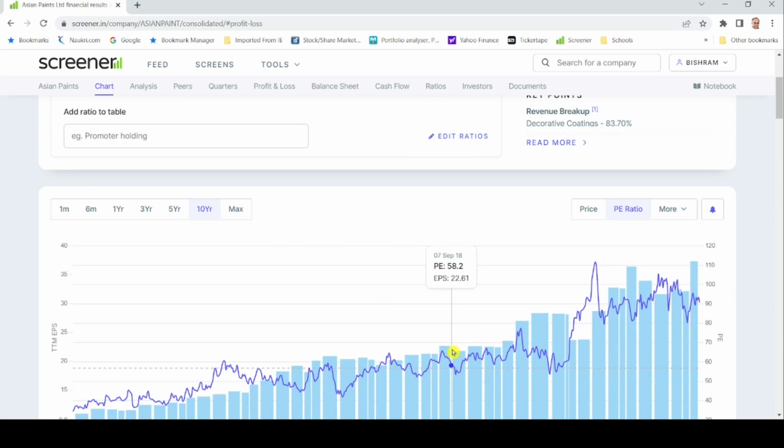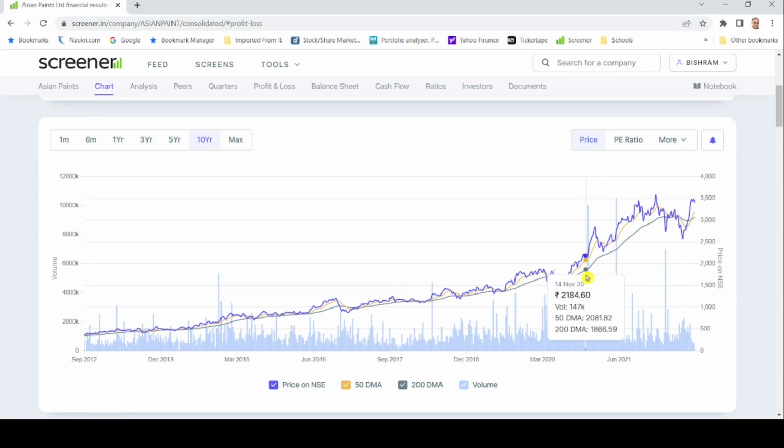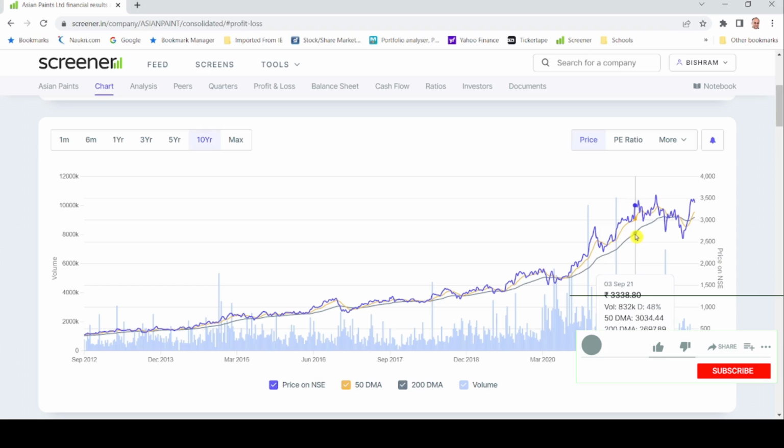Another criterion I can tell you, when you look at the price chart, a thumb rule could be whenever this stock is trading lower than the 200-day moving average, that could be a good time to buy. Like here it was a good time to buy, here it was a good time to buy, in this range actually. Now I think we should wait for some time till it reaches closer to the 200-day moving average.